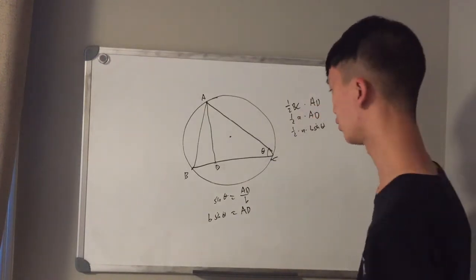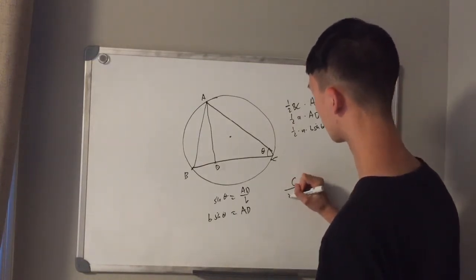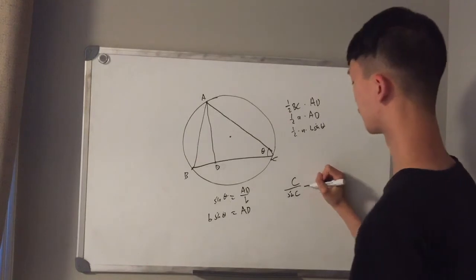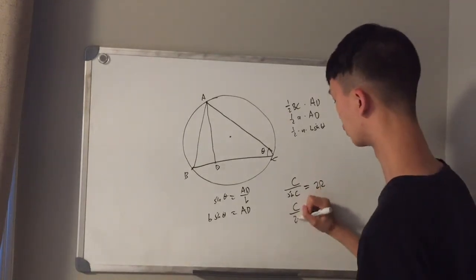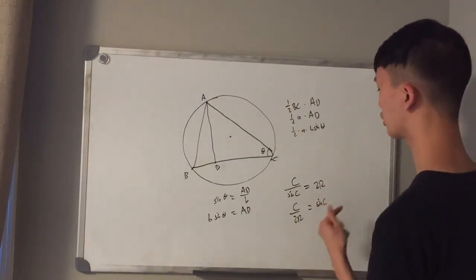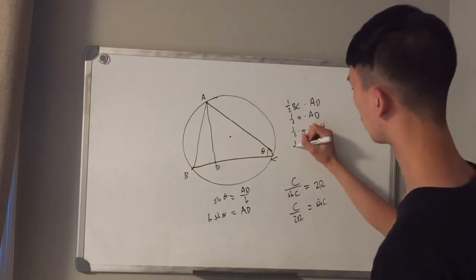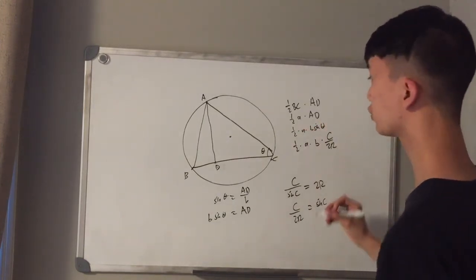Now actually this angle is angle C, so by the extended sine law we know that c over the sine of C is equal to 2R. And so we can rearrange to get that c over 2R is equal to the sine of C. Now substituting c over 2R into the sine of theta, we get that 1 over 2 times a times b times c over 2R is equal to the area.